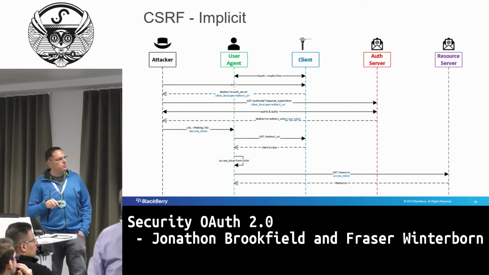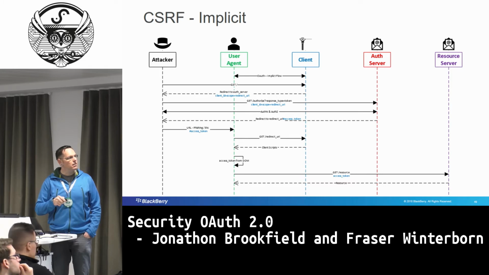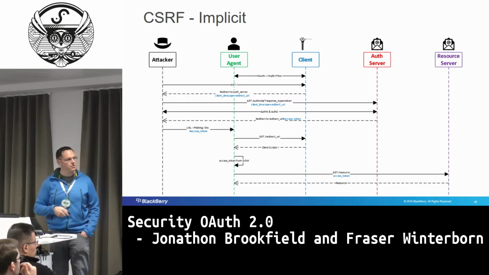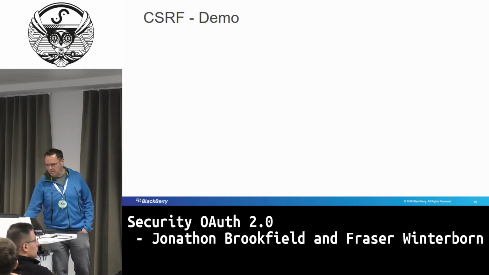Same idea with the implicit one. The user is logged in, does the OAuth flow, and then you pass in the access token through cross-site request forgery here, and the application swaps to using the attacker-controlled resources. So Fraser's going to demo that.